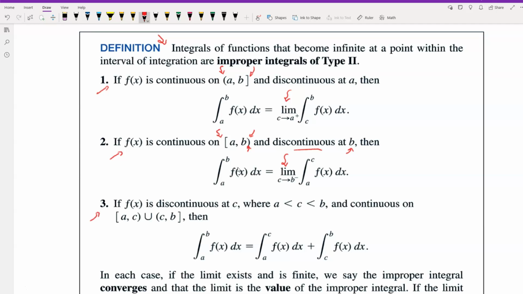Number 3, if f of x is discontinuous at c, where c is between a and b, and continuous on [a, c) union (c, b], then the integral from a to b of f of x dx is equal to the sum of these two integrals. We have the integral from a to c of f of x dx plus the integral from c to b of f of x dx.